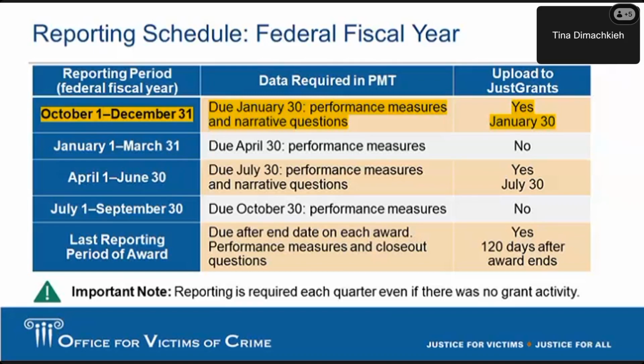There's an important note on the screen that I think would be very important for our new grantees to keep in mind. Reporting is required each quarter, even if there was no grant activity. We will speak to grant activity in a few slides, but once you have a start date that has been reached and you've started on your OVC award, you are required to report every reporting period. Whether you've had an approved budget, whether there has been grant activity performed or not, you are still required to enter the system and report.